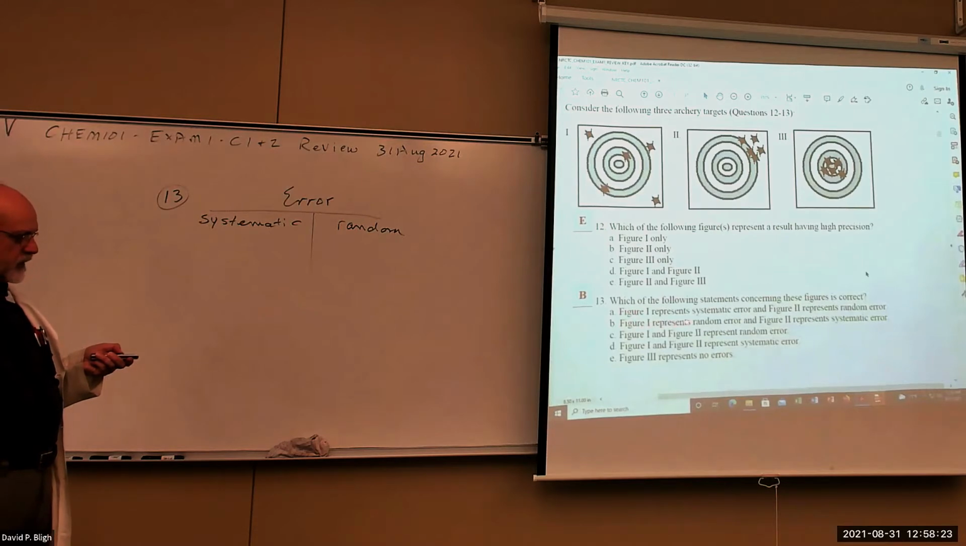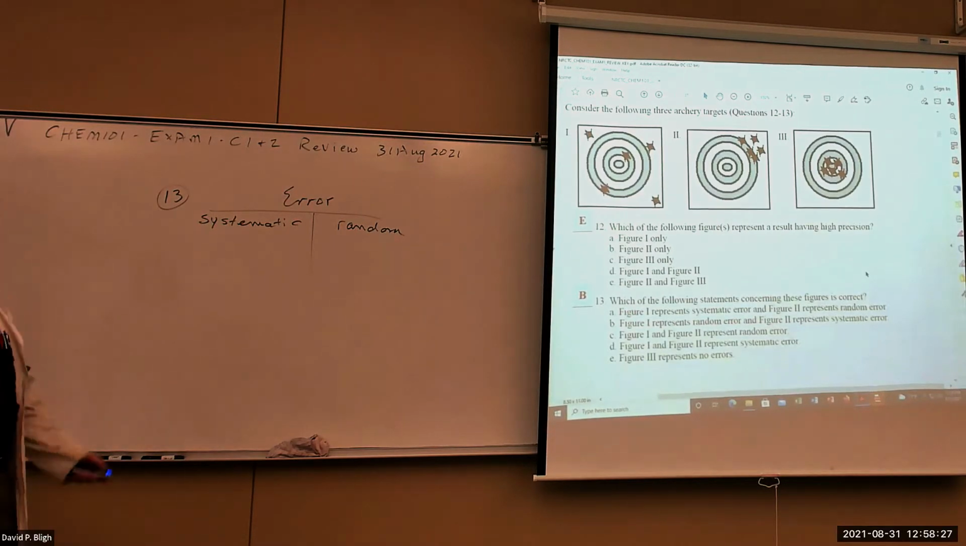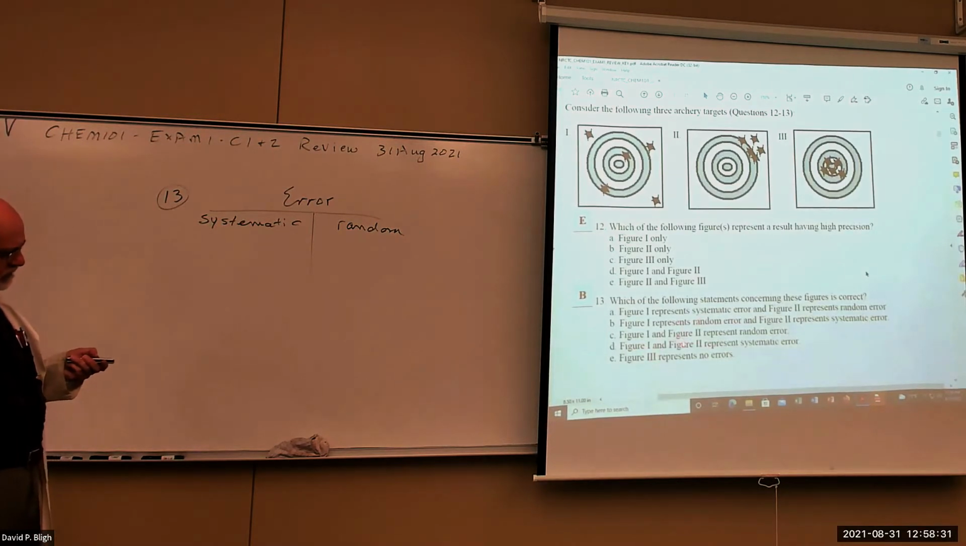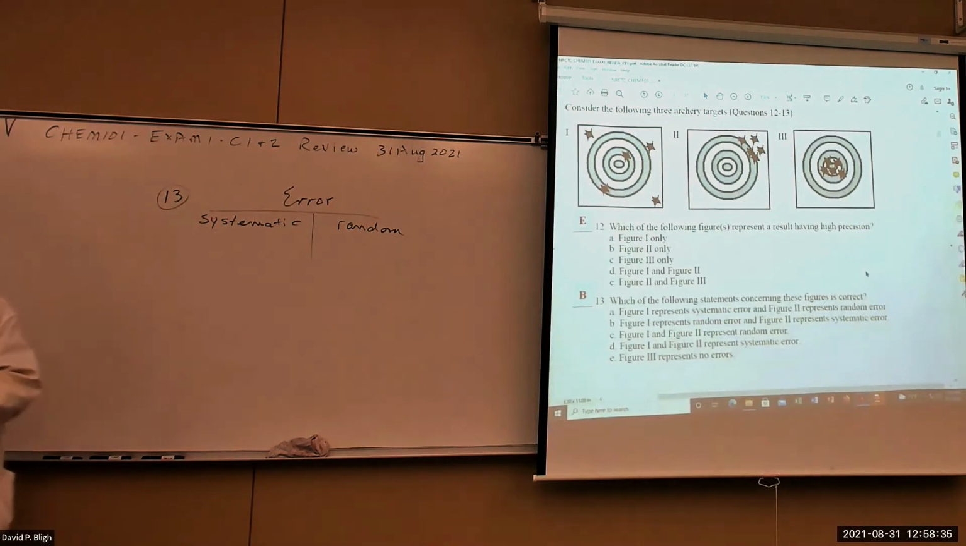How about B? Figure 1 represents random error. Figure 2 represents systematic. That's true. And since there are no weird statements down here like two of the above, one of the above, none of the above, you can stop. You got the answer.